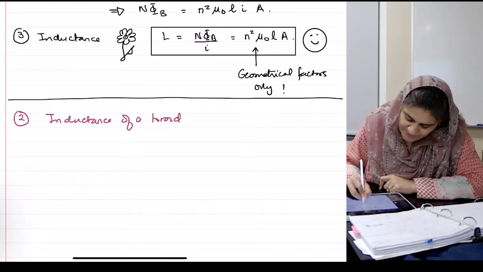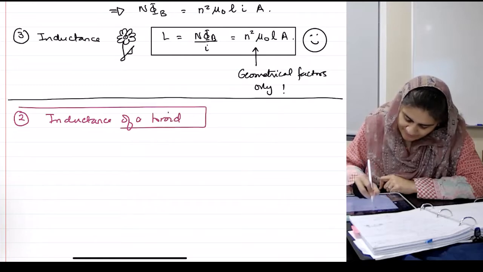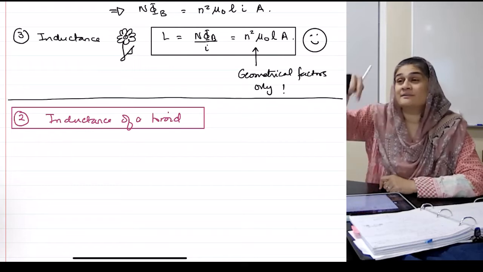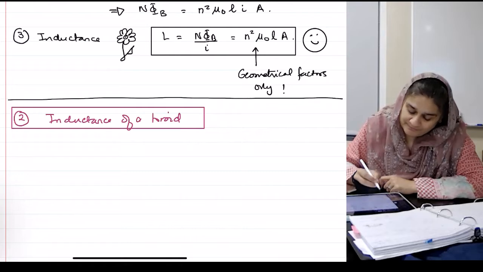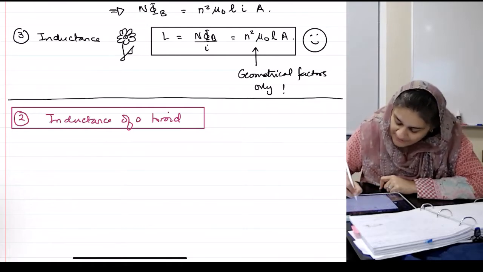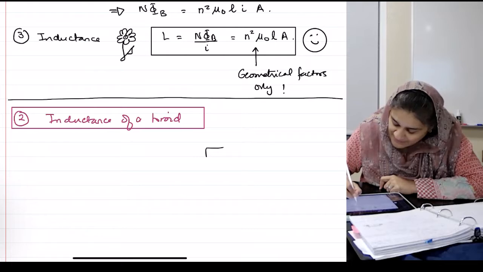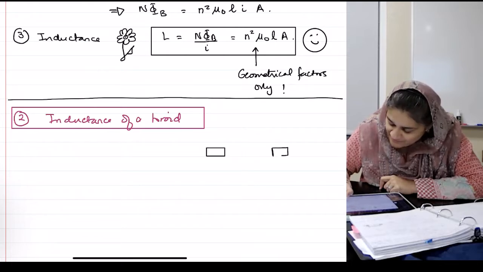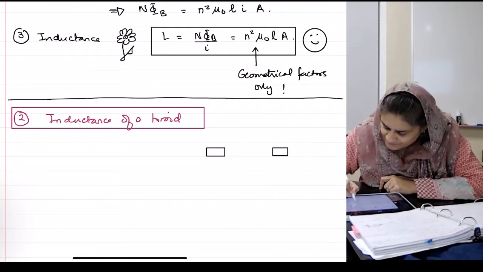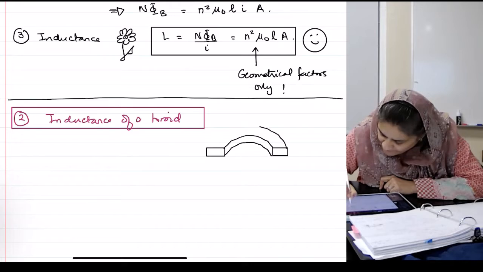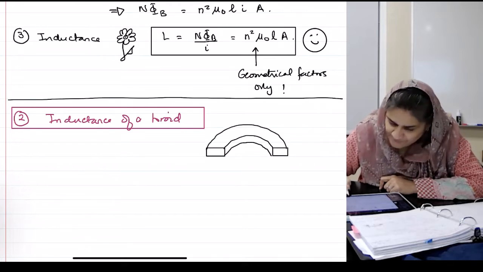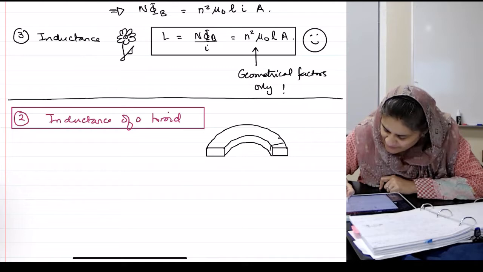Toroid. What does a toroid look like? It's literally a solenoid that has been curled, right? So I'm going to draw the cross section of a toroid, or at least I'm going to attempt. So here's my best attempt. And then this has wires that go like this.